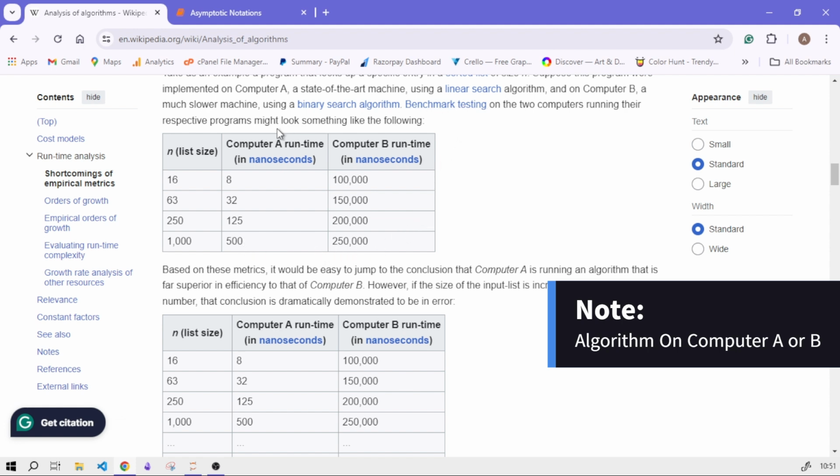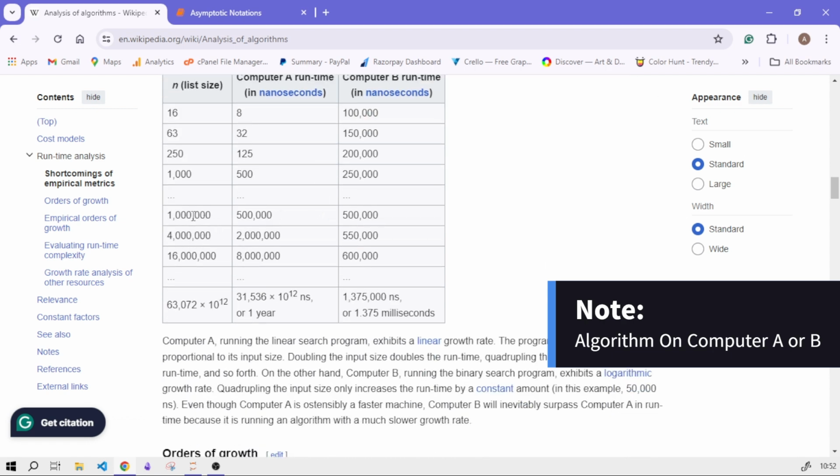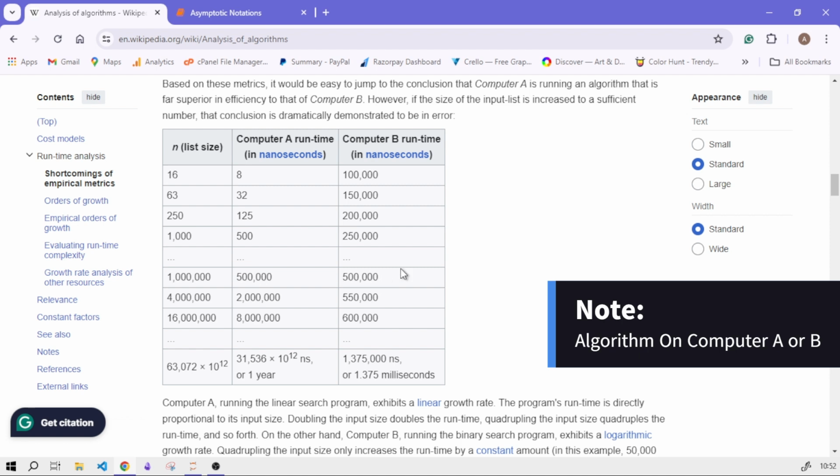Now if you are just trying to test your program by limiting your input to some number, then you will realize that computer A is way better than computer B, because computer B is taking this much, 250k nanoseconds. So it's really slow. But if you continue to run the program for higher input sizes, so here let's say we have input size of 1 million, then both the computers are doing the calculation in the same time.